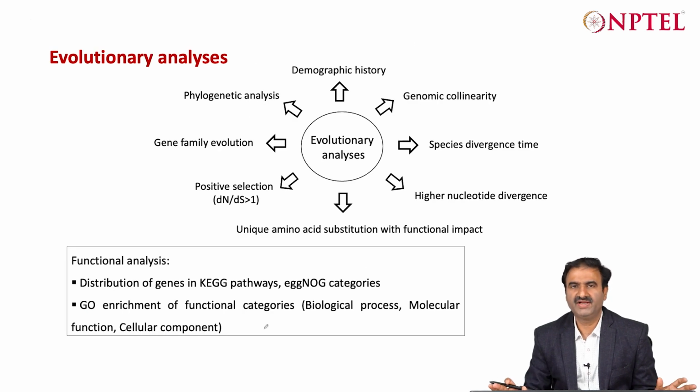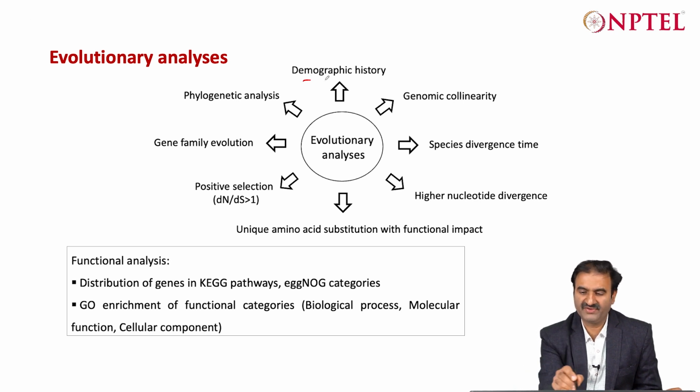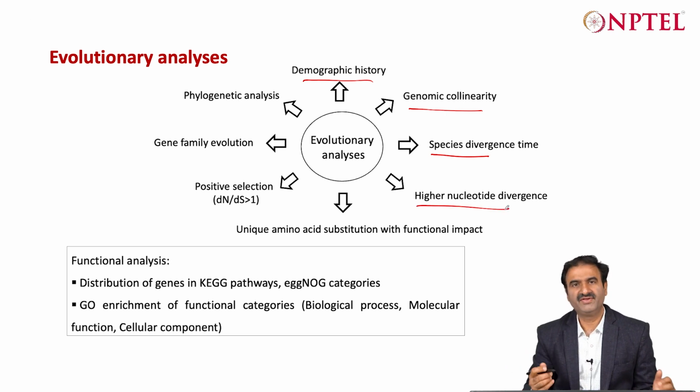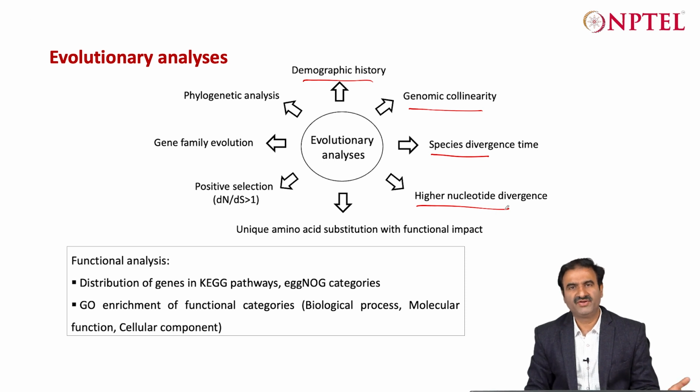Okay, so basically evolution analysis is a multifaceted area, and for a new genome you can do all the things that are mentioned. For example, here the demographic history, genome collinearity, like how two genomes are collinear, what time species diverged, and what things actually diverged at that point of time, the divergence between the nucleotides, and positive selection. Some genes are positively selected, there could be some unique amino acid substitution that provides a specific advantage to that organism. Some gene families are more evolved in terms of their size and structure, right? So all these we can do.